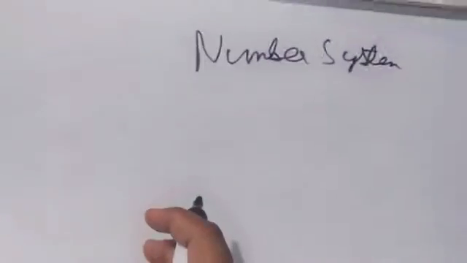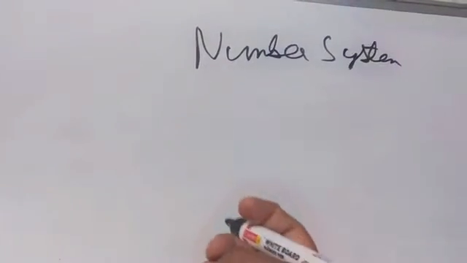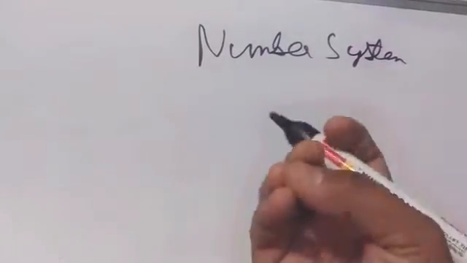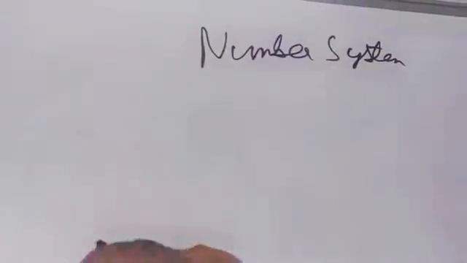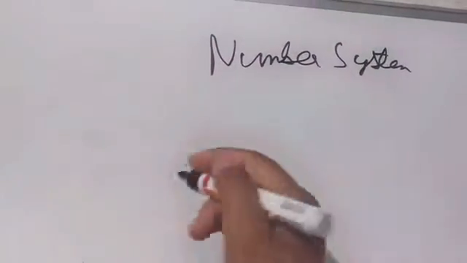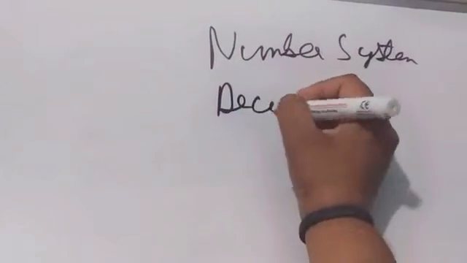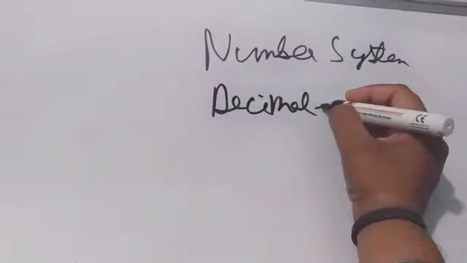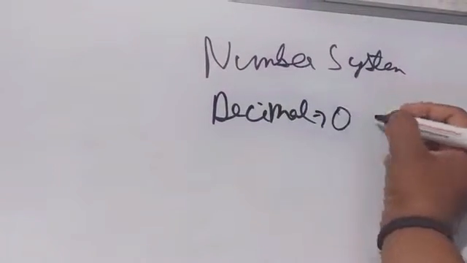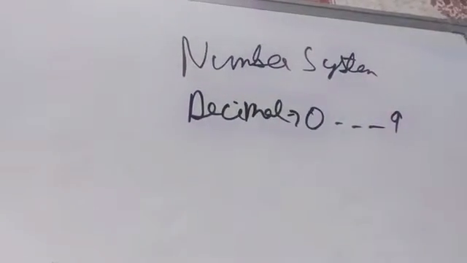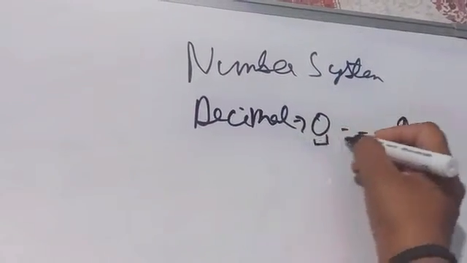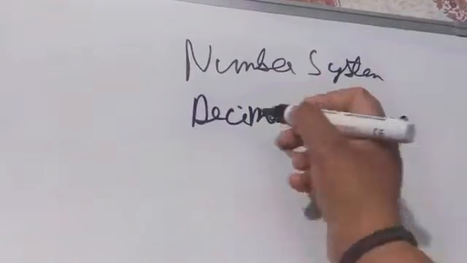A number system is basically a system that helps us to identify what are the valid numbers in a particular number system. Let us suppose we are talking about the decimal number system that we are familiar with, right? In a decimal number system, the valid numbers are between 0 to 9, right? So starting from 0, all the rest of the digits till 9 are the valid numbers.